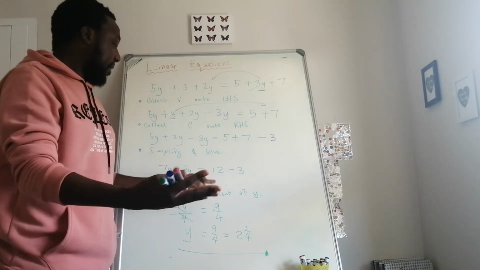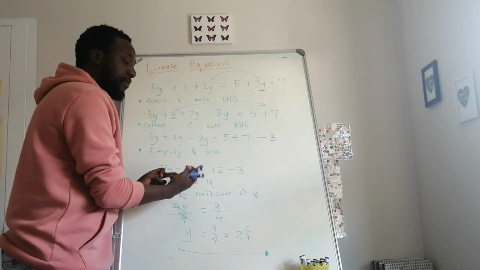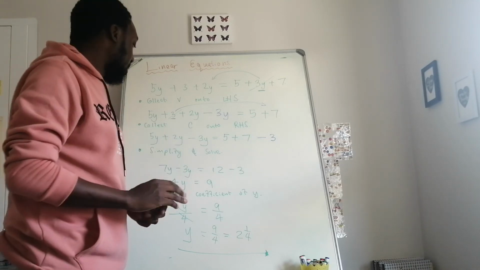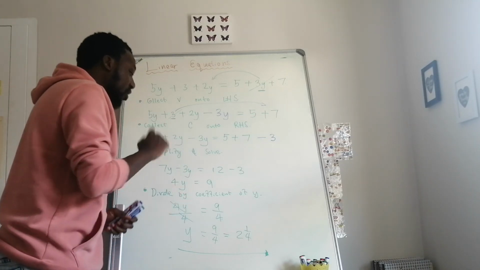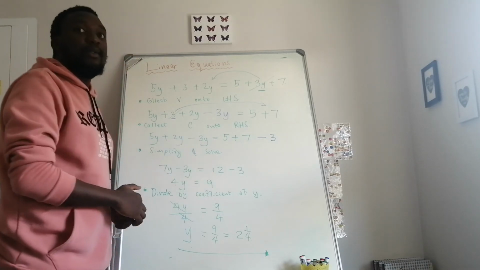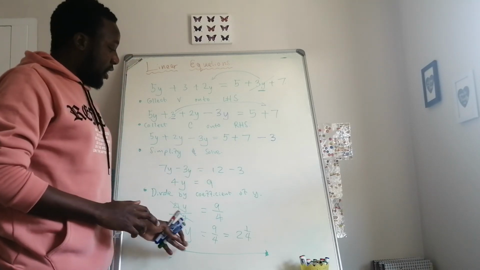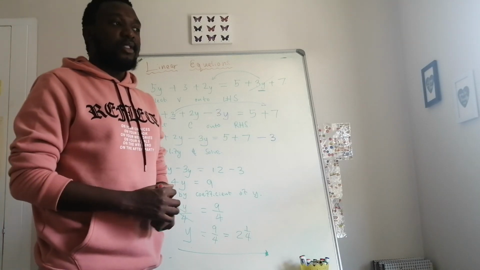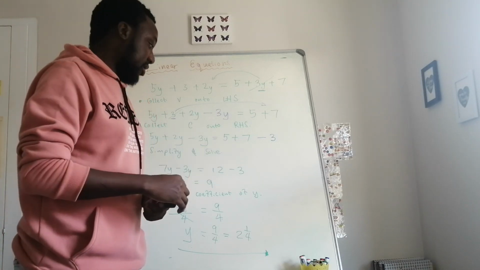But I'm not done. I'm looking for just the y, the variable y. I want to know what the variable is. So I have to divide by the coefficient of the variable there, which is 4. And I divide by 4 that side as well. And then now I find that y is equal to 2 and 1 quarter.